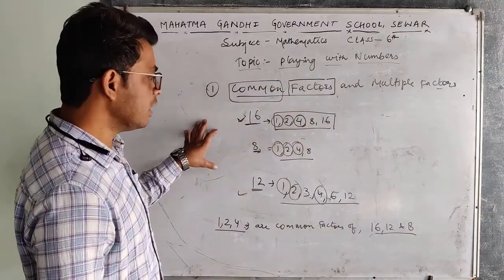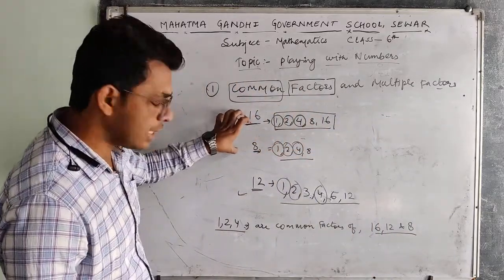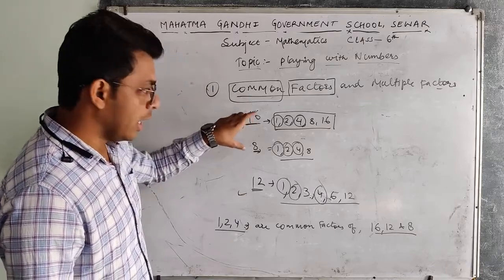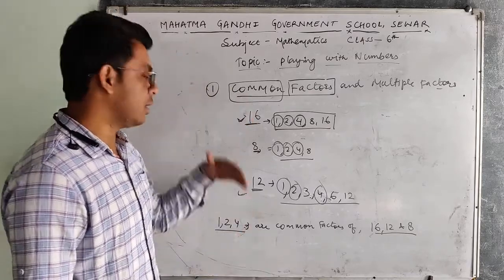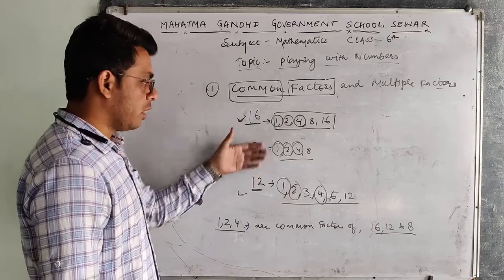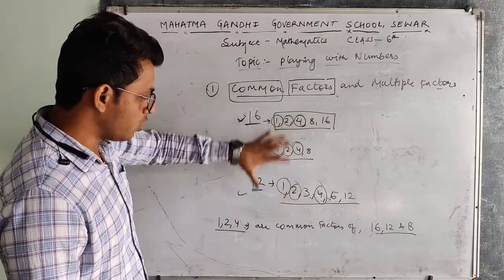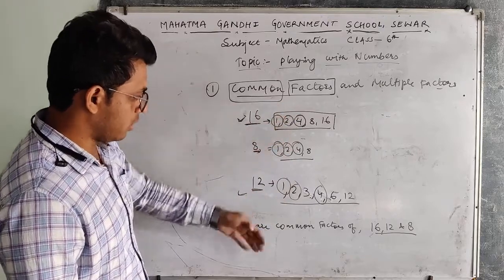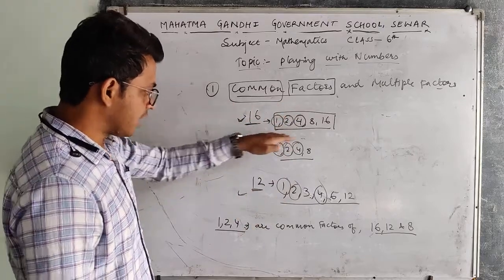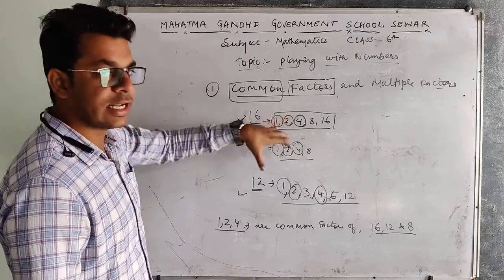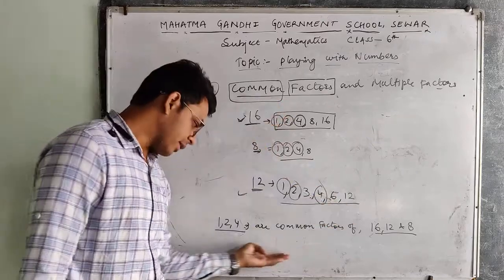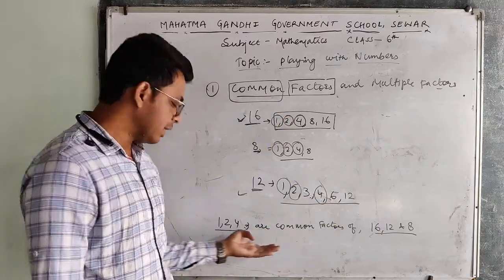So what will we do first? First we will factorize the given numbers, and after that we will see what is present in every factorization. We will encircle it and we will write it here. So we can calculate the common factors.